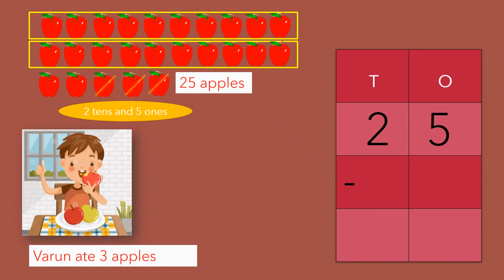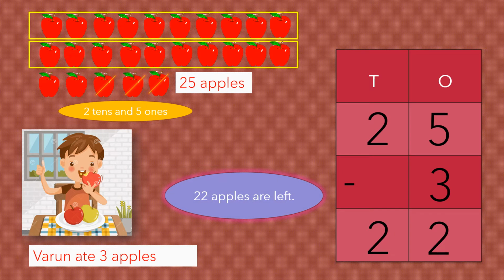Only 3 apples Varun has eaten. So 3 will go below 5 in the ones column. Now we start subtracting from the ones column as you know. So 5 minus 3 will be 2, and in the tens column 2 you'll bring down as it is. So we see 22 apples are left.